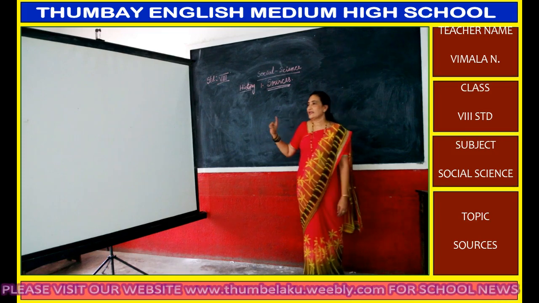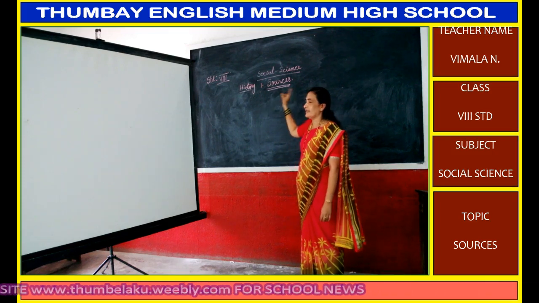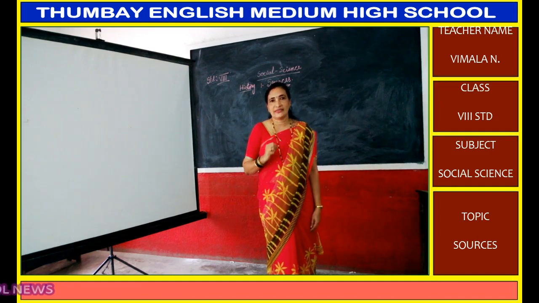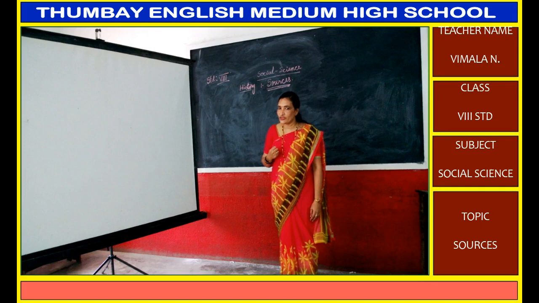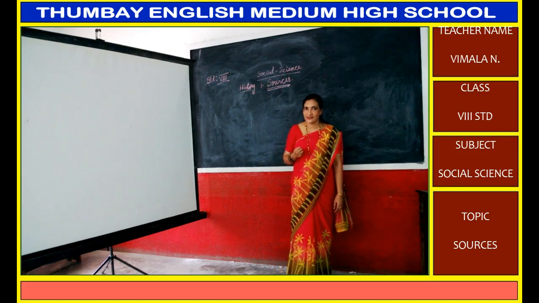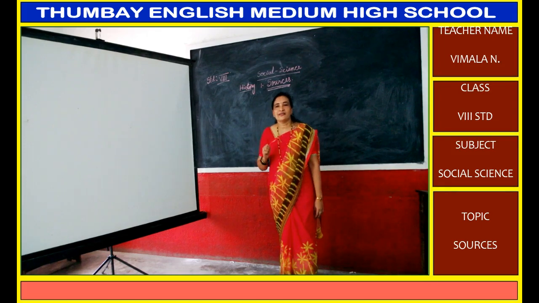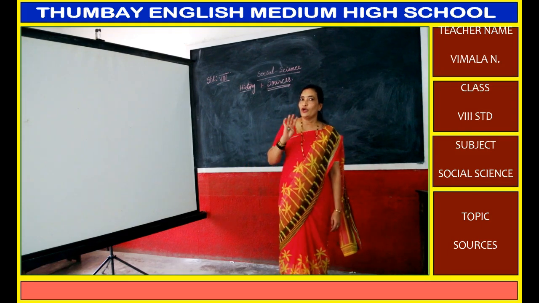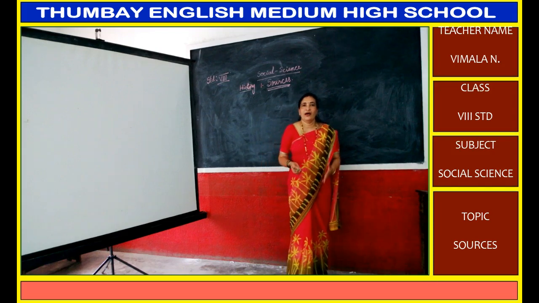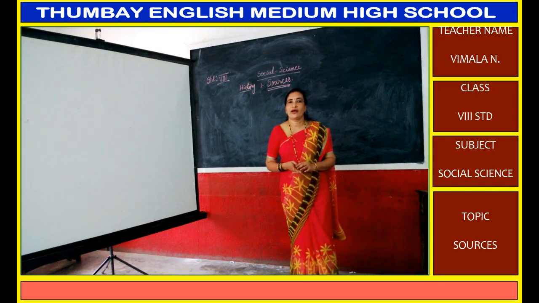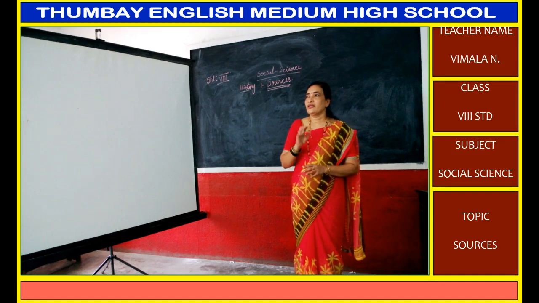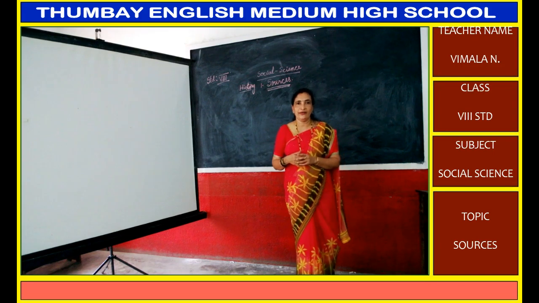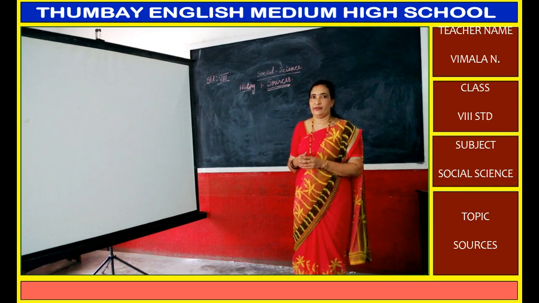First of all, let us study one lesson in history, the sources. You already studied history in your previous classes also. What is history, children? History is a systematic study of past events. Otherwise, history is a record of past events. Herodotus was considered the father of history. The word history is derived from the Greek word historia, which means enquiry.